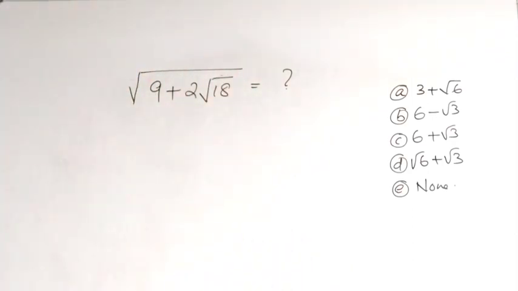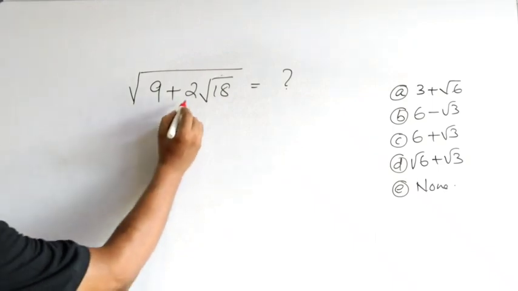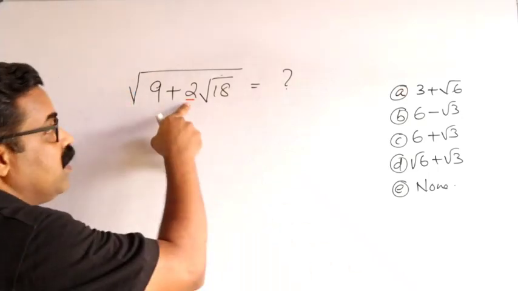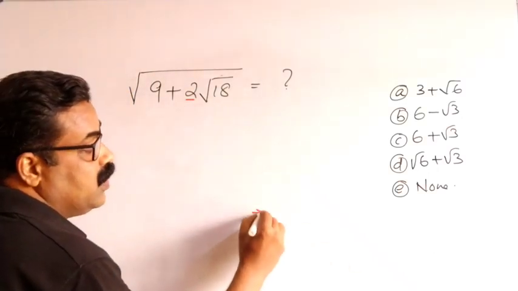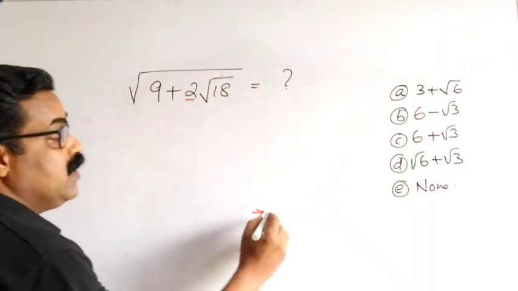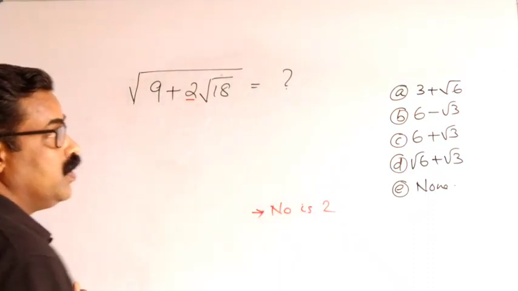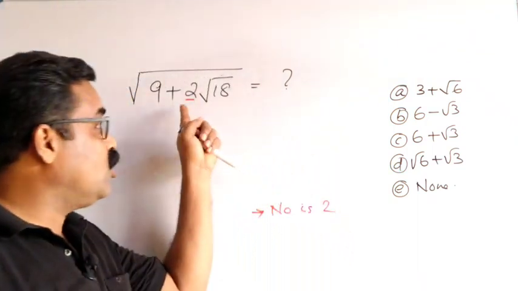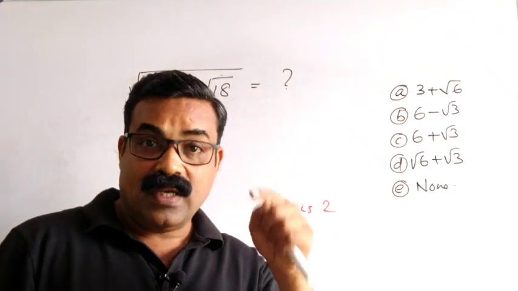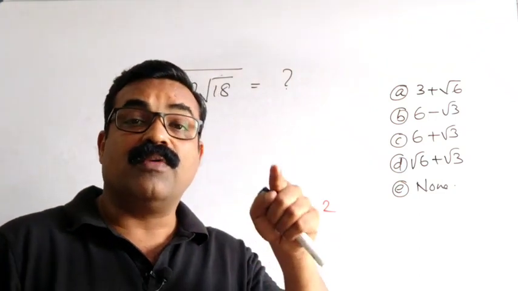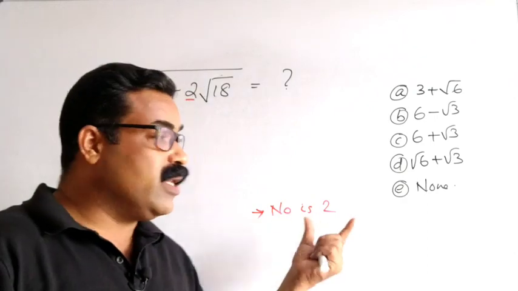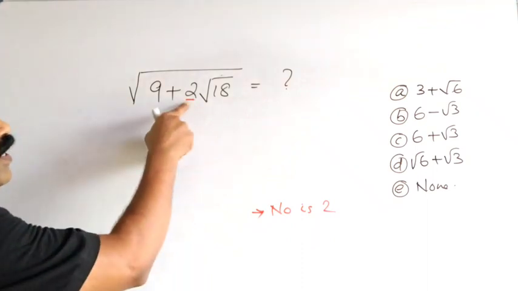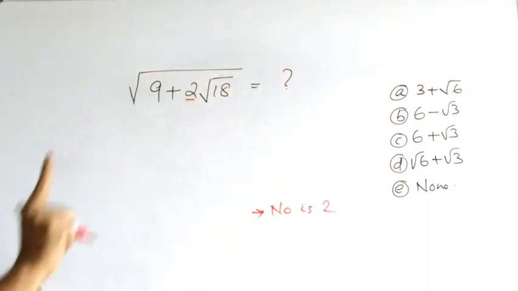First of all, step number 1, make sure that this number is 2. Check the question, understand the concept very clearly. If the number is not 2, you have to make it 2. Then only you can use this shortcut method. So what is the shortcut method here? First, make sure that the given number here is 2. That is step 1.